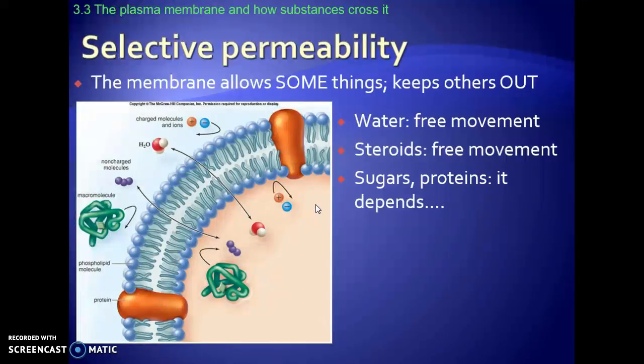So selective permeability means that the plasma membrane is able to regulate what goes in and what goes out. Selective permeability really means that some substances pass freely, some material need help getting through, and some materials are simply prohibited. So there are going to be three ways to enter the cell.